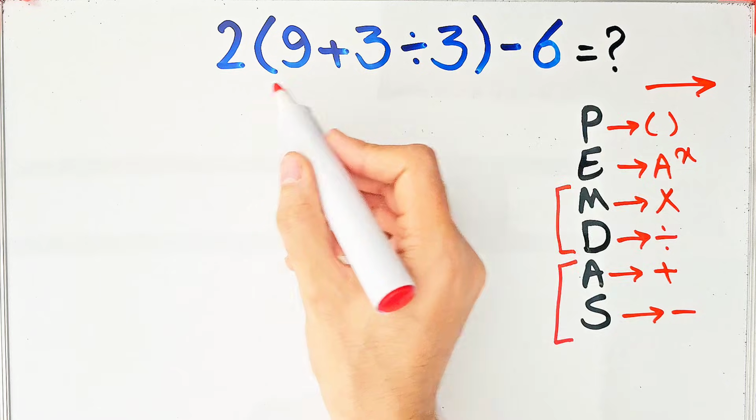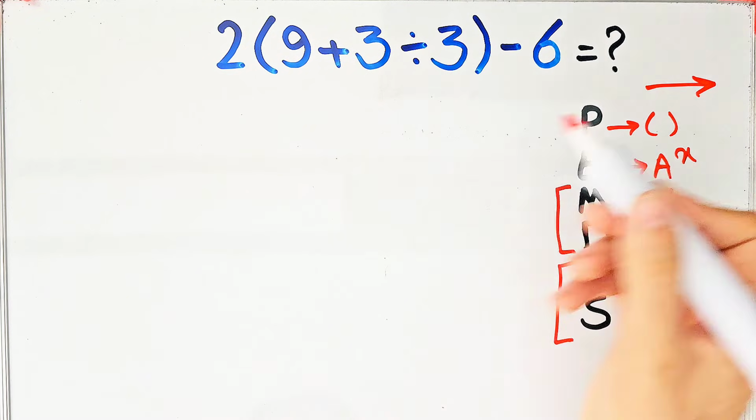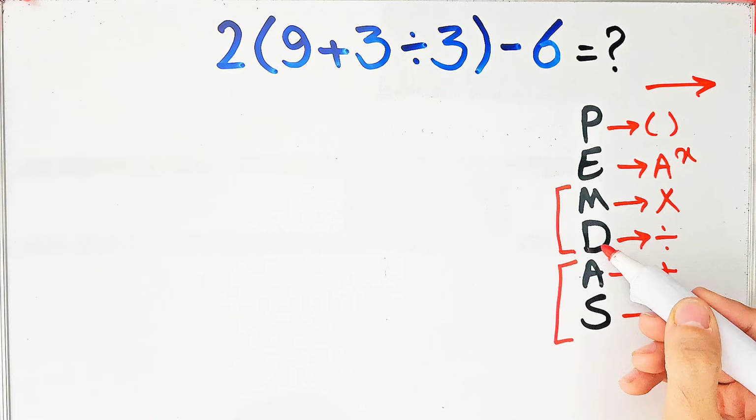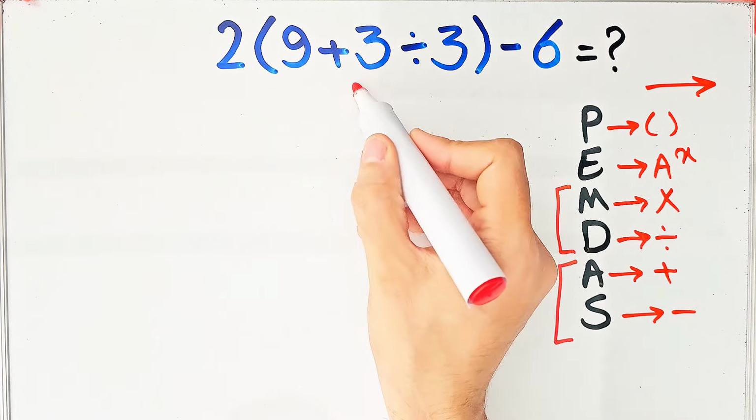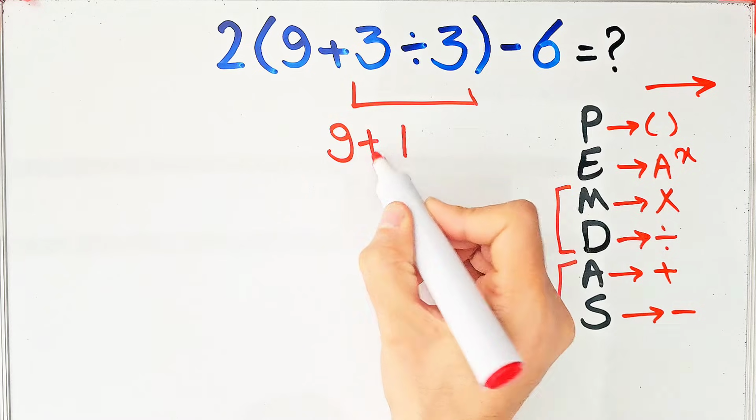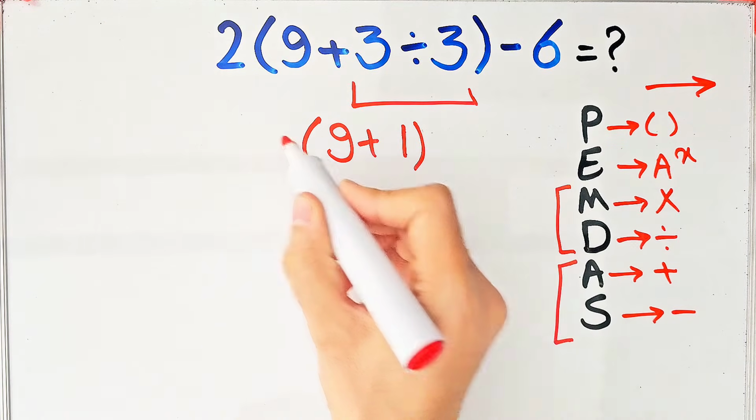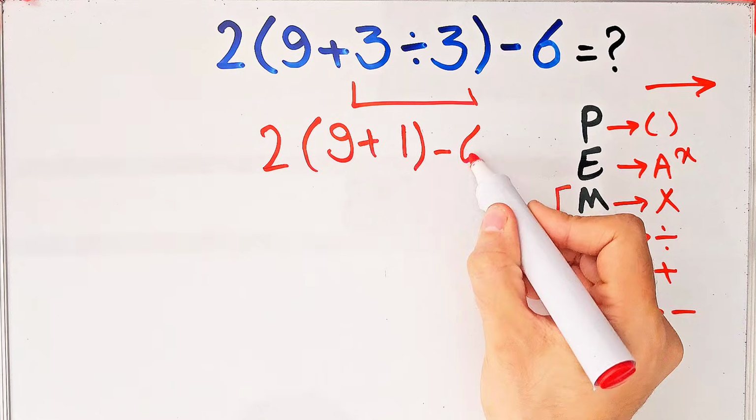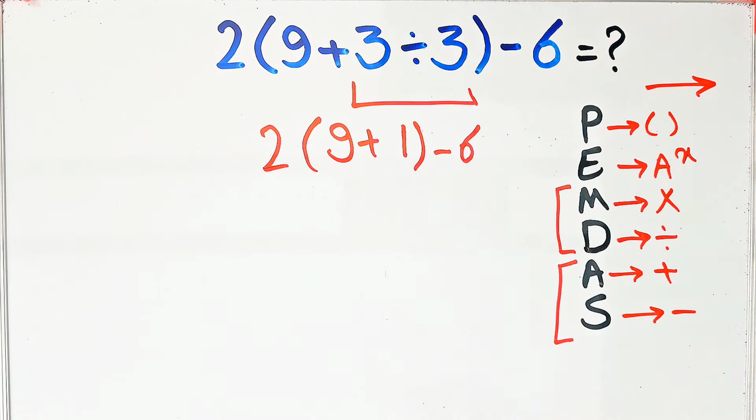According to this rule, first we simplify the parentheses. Inside the parentheses, we have addition and division. First, we do this division, because division has higher priority than addition. 3 divided by 3 equals 1. Now we have 9 plus 1 in the parentheses, and the question is 2 times 9 plus 1, then minus 6. Again, we simplify the parentheses.